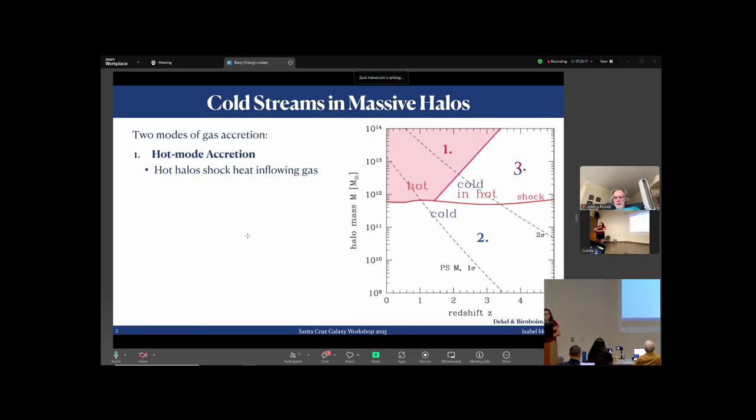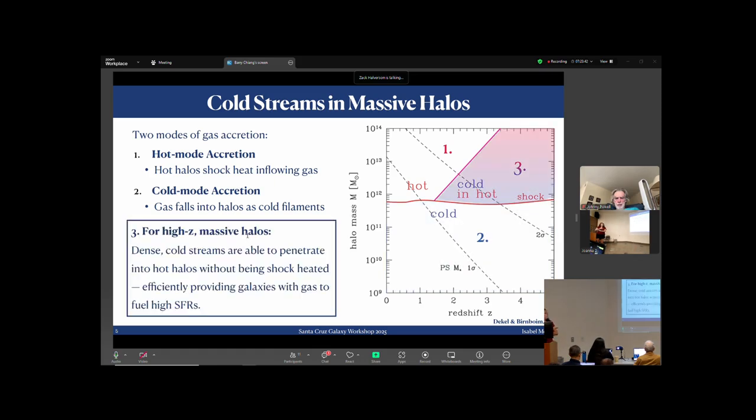And if we look at the picture of how halos accrete mass, in the classical picture, there are two main modes of gas accretion. A hot mode accretion, where hot halos shock heat inflowing gas, and this is especially dominant in massive halos at low redshift. A cold mode gas accretion, in which gas falls into halos as cold filaments and is not shock heated, and this is especially dominant at low mass halos. But there's a third regime at high masses where there is a hot halo, a hot CGM, but gas is able to fall in cold filamentary structures without being shock heated.